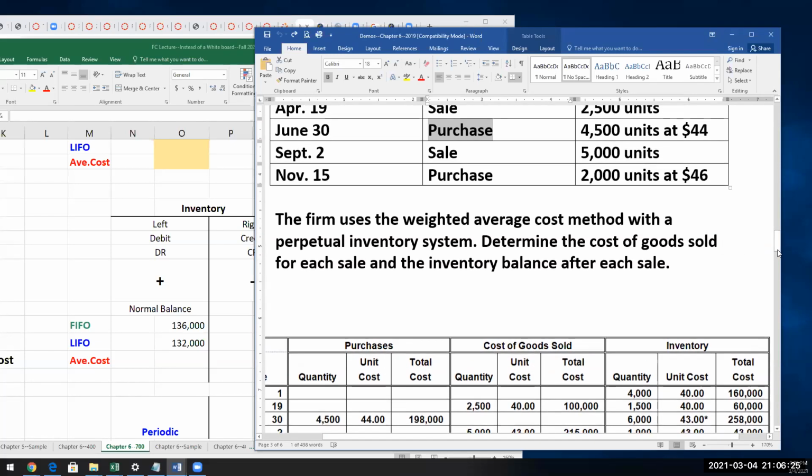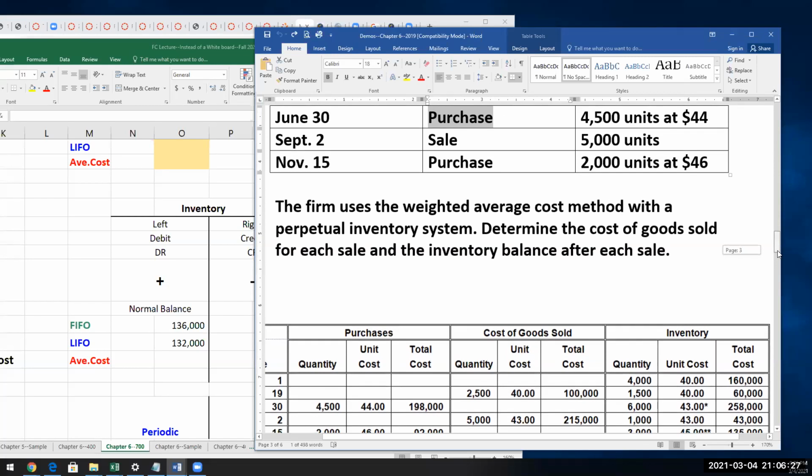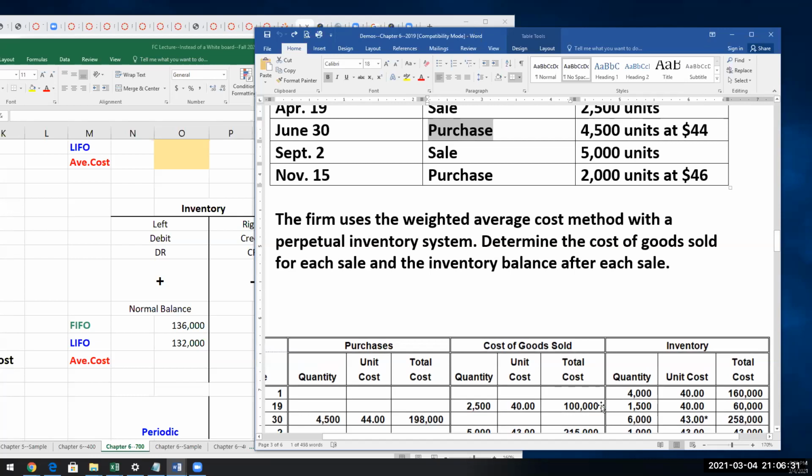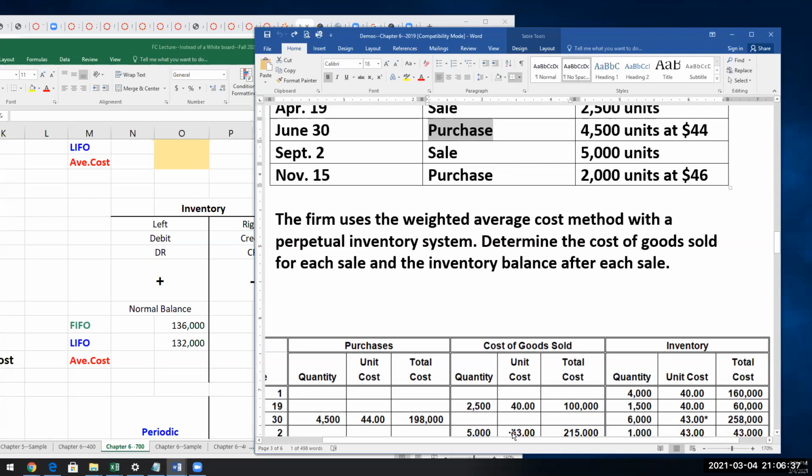You can see that I have 5,000. I'm not sure why it's being so persnickety on me, but I'm going to outsmart it. So 5,000 times $43. So the total cost of the goods that we just sold is $215,000. If you don't know where we got 215, just take 5 times 43.